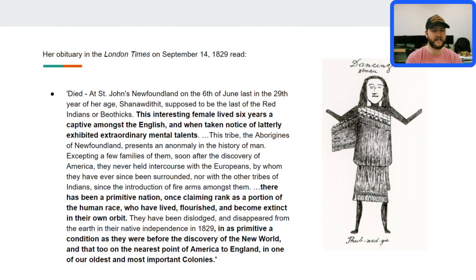They have been dislodged and disappeared from the earth in their native independence in 1829, in as primitive a condition as they were before the discovery of the New World, and that too on the nearest point of America, England, and one of our oldest and most important colonies."